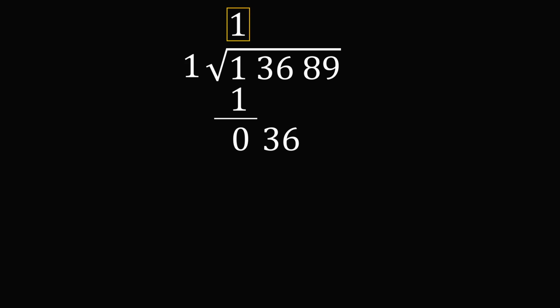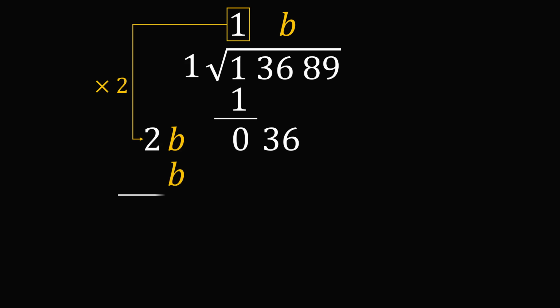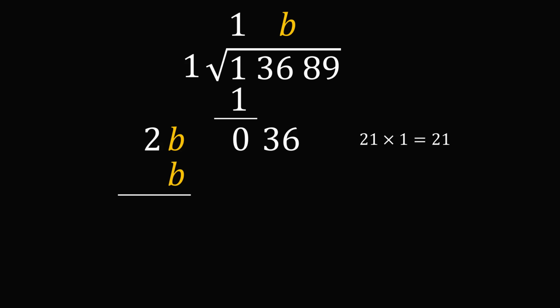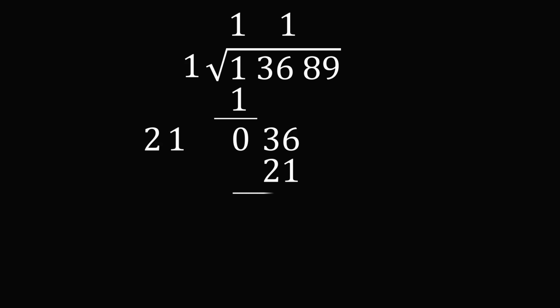Now we take the result of 1 and we multiply it by 2 to get the next trial divisor of 2. If the next digit is b, we know that the divisor is going to be 2b. So we need to solve 2b times b is less than or equal to 36. Well, in this case, b is going to have to be equal to 1 because 21 times 1 is already 21, and if we go one more, we would exceed 36. So b is equal to 1. Then we have 1 times 21 is 21. We subtract that from 36 to get 15, and we bring down the last two digits of 89.